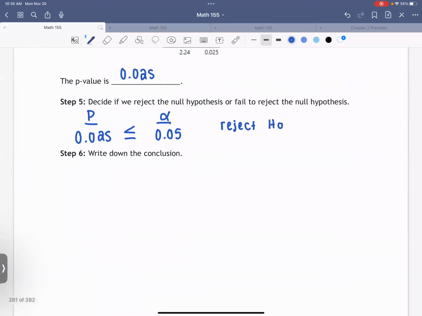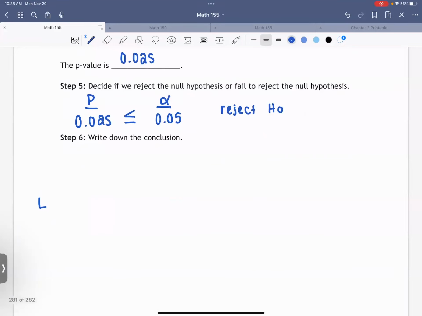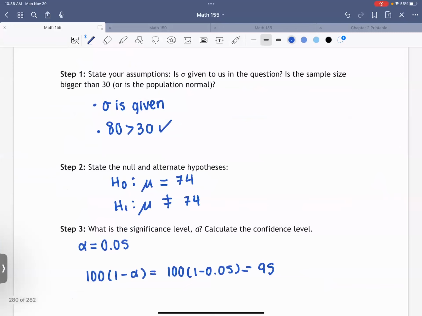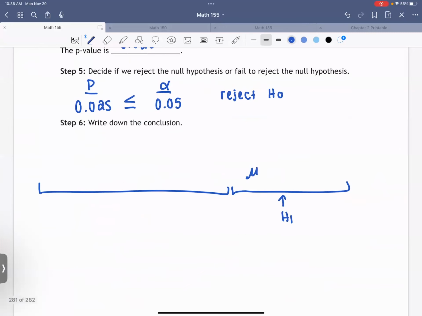Okay. Finally, we have to write out our conclusion, right? So we're piecing together 2 parts of a sentence. Does anyone remember what always goes at the end of the sentence? H0, H1. H1. No matter what question it is, it's always H1 at the end. So we're going to peek back. H1 is mu is not equal to 74. I'll write that down. Okay, the beginning depends on if we reject or fail to reject.